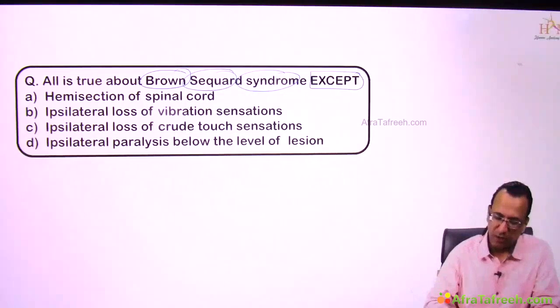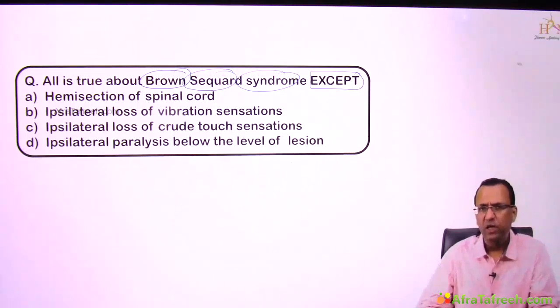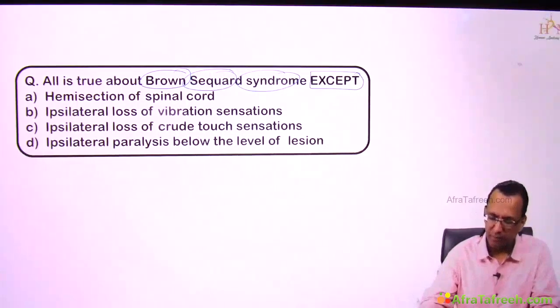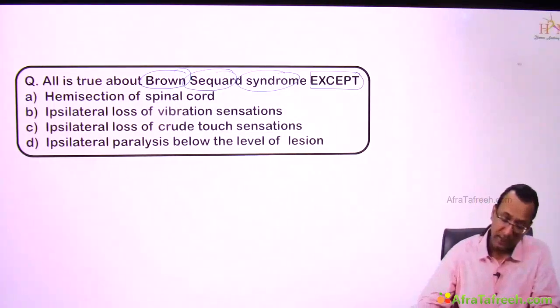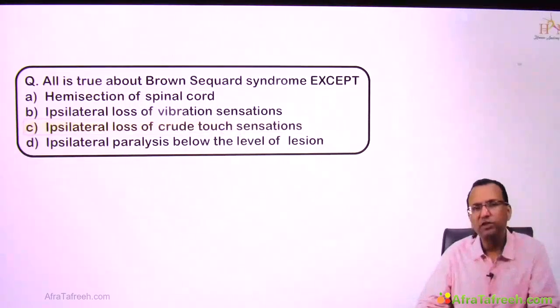Understand that Brown-Séquard syndrome, which is a hemisection of the spinal cord and compromising the pathways, mostly has ipsilateral problems. But there are some problems which are contralateral. So, which one is contralateral? It is choice number C. That is the answer. Why choice number C is the answer?